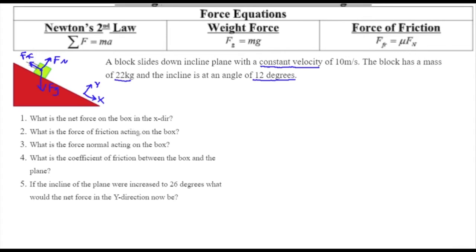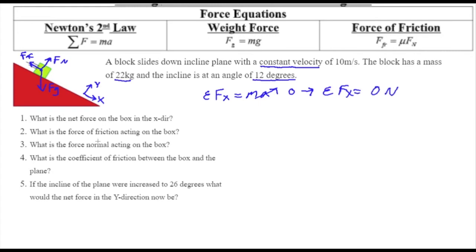First question says, what is the net force on the box in the x direction? So we don't even need our free body diagram to figure this out. We just need to make sure that we were paying attention to the question. And we see right here it says constant velocity. Well, constant velocity is telling us that we are not accelerating. If we are not accelerating, we do not have any net force. Our net force is just 0. And that's because net force in the x direction is equal to mass times acceleration. Acceleration is 0, therefore our net force in the x direction is just 0 newtons.